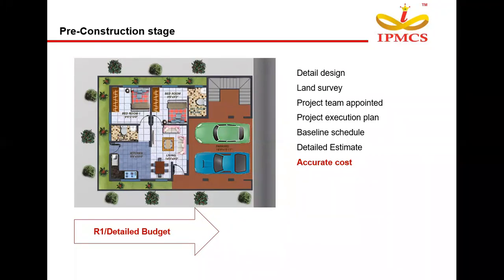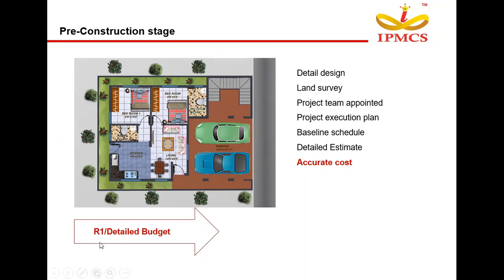The quantities will be calculated by the quantity surveyor, who in turn will apply the present market rates and calculate the detailed estimates, applying some contingencies for our project. This detailed estimate cost that we arrive at is what is called an accurate cost, because it will have the clear cut cost that will be incurred for each and every activity in a project. And this is again called an R1 or detailed budget.